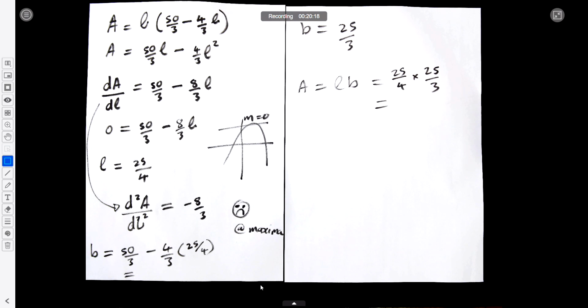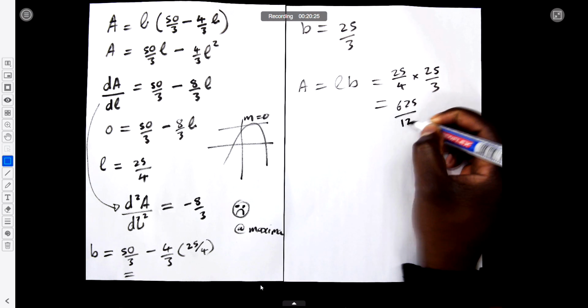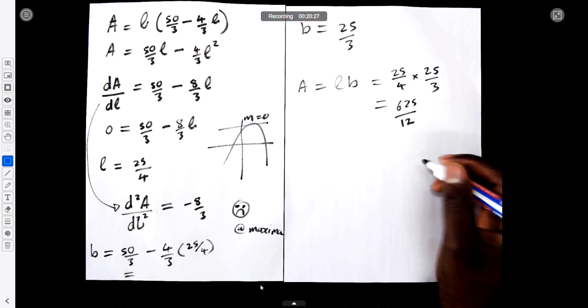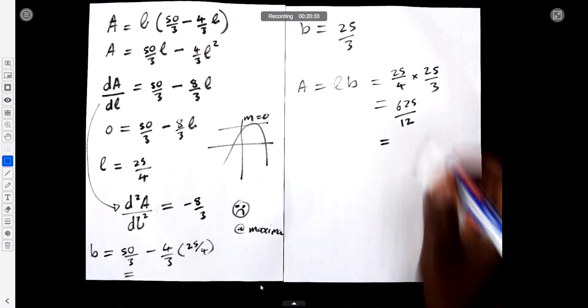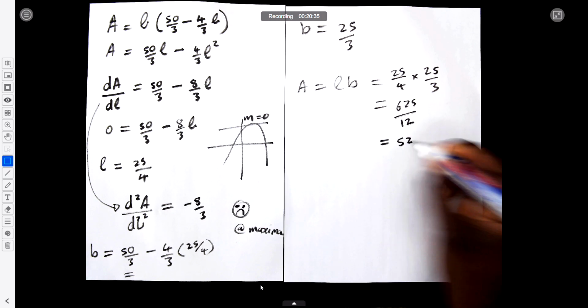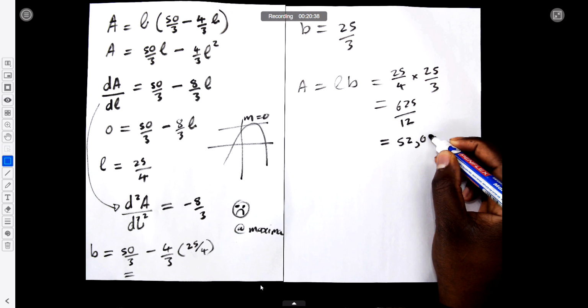So what is the value? 625 over 12. Or you can leave it in decimals. So it's going to be equals to 52.083.